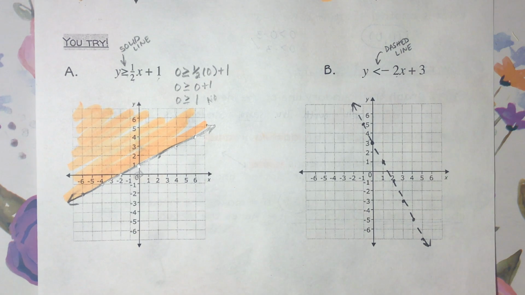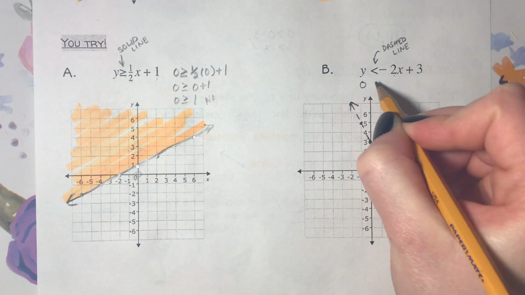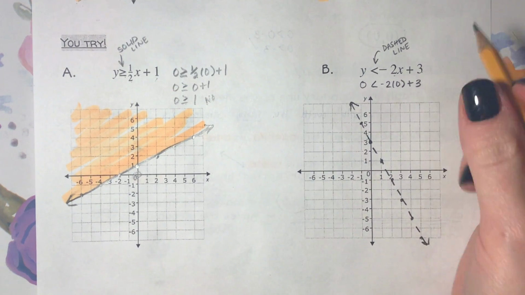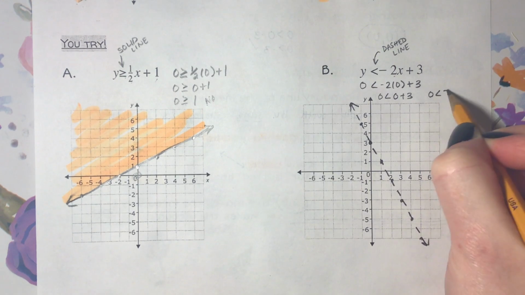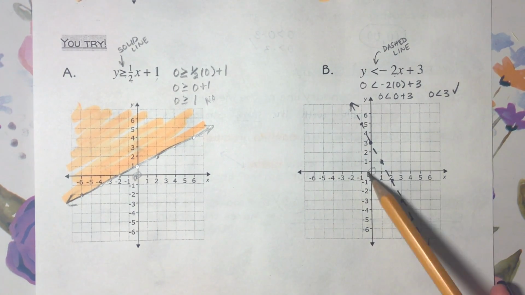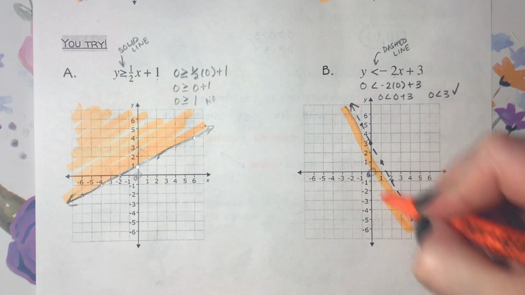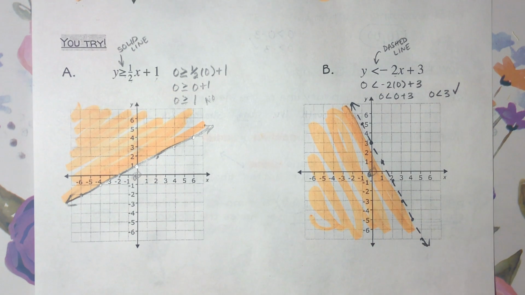Okay. And now I need to figure out where my shading will be. So I'm going to check the point 0, 0. Is 0 less than negative 2 times 0 plus 3? Okay, is 0 less than 0 plus 3? Or is 0 less than 3? Yes, 0 is less than 3. So the side that the origin is on right here, that is the side where all of the answers are on. So now I shade that side of the graph, and I'm done.